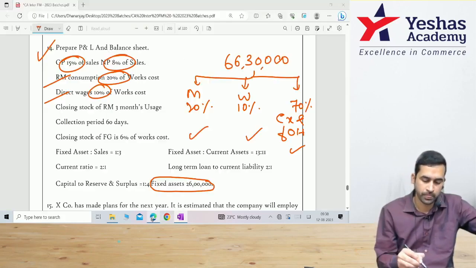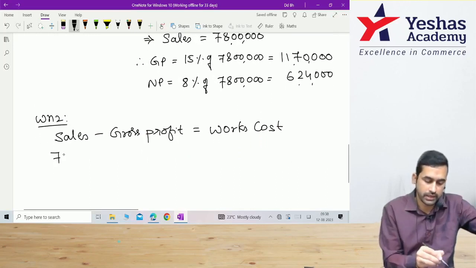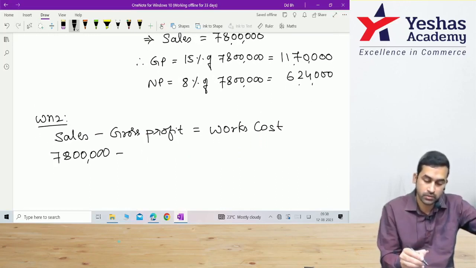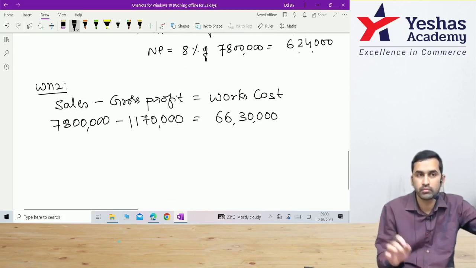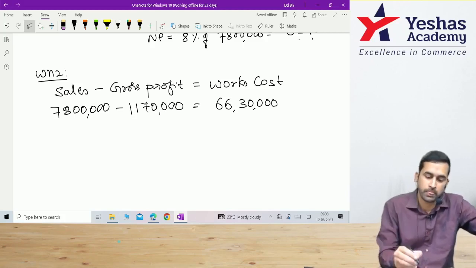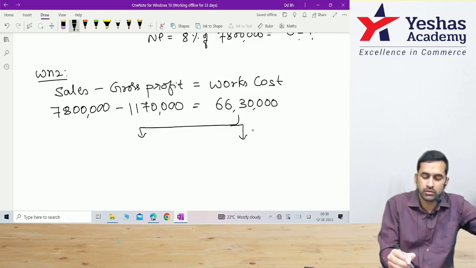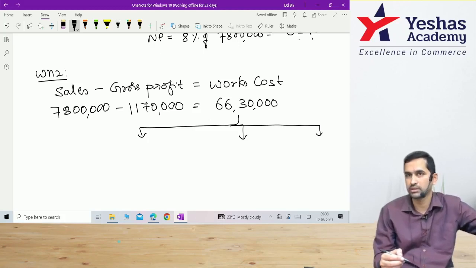This is sales was 78 lakhs minus GP 11,70,000, 66 lakh 30,000. Right. This should have three components: material consumption cost, direct labor cost, and factory related expenses, not indirect expenses. I'm referring to GP, so it's only trading account items.